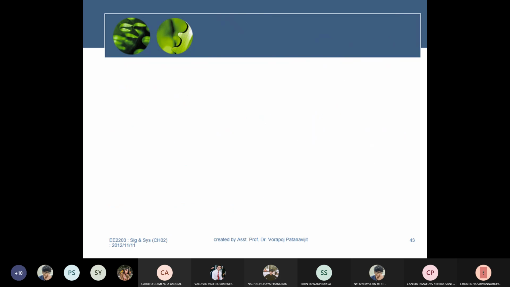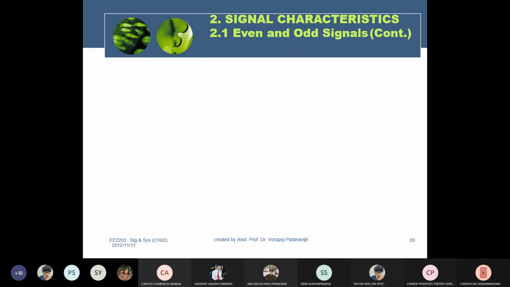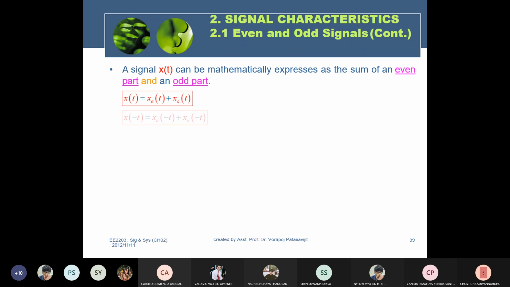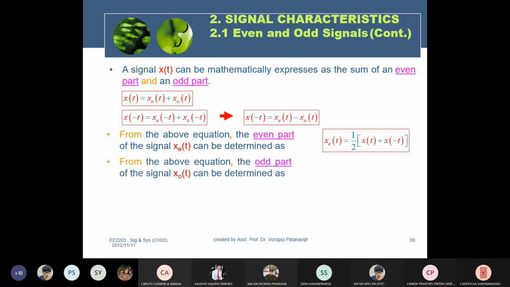it means not only you never read the book, but you never listen to anything in the slide. They read and give you direction. The even part is equal to the signal added with its time reversal, and divided by 2. Where did it come from? It came from here. The signal and its reversal, right? Give you here, you add between the two.